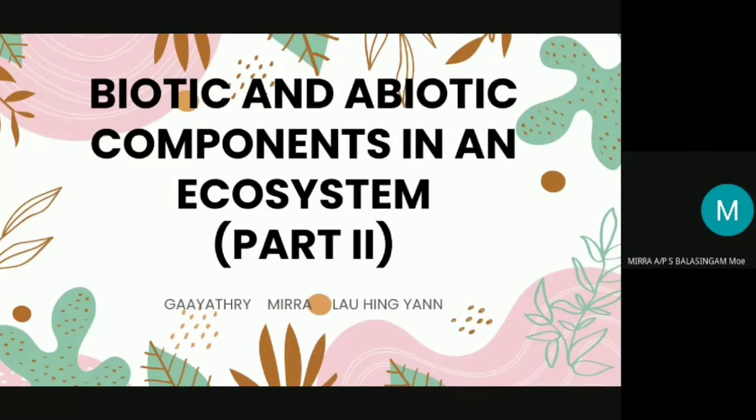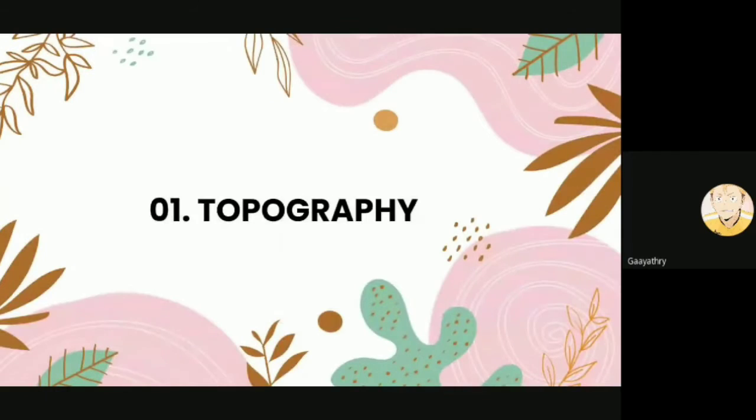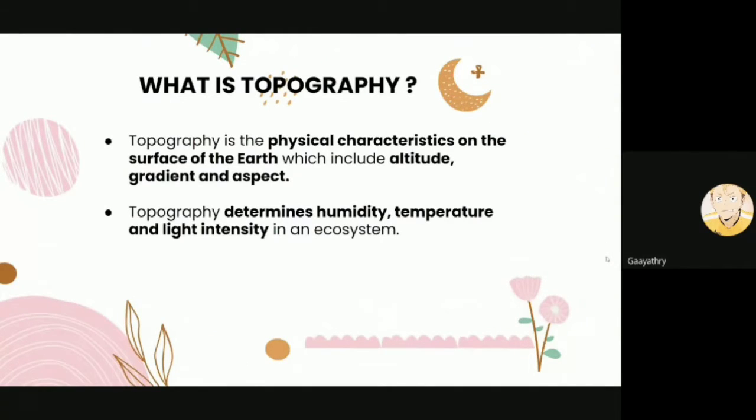Hello everyone, today we'll be explaining about the remaining three abiotic components in an ecosystem, which include the topography, microclimate, and finally the air humidity. Now we will begin with topography. Topography is the physical characteristics on the surface of the earth which include altitude, gradient, and aspect. Topography determines humidity, temperature, and light intensity in an ecosystem.